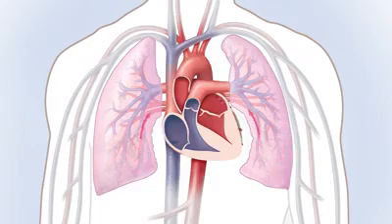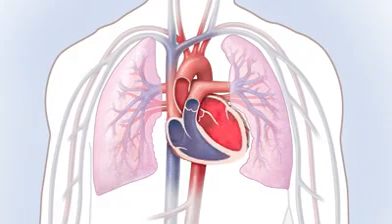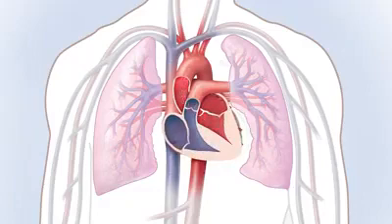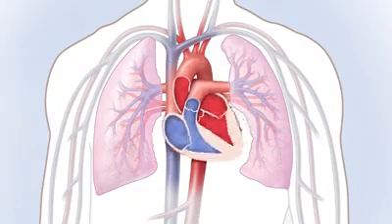The now oxygen-rich blood, shown in red, then returns from the lungs and enters the left atrium. The oxygen-rich blood then flows from the left atrium to the left ventricle. The blood is then pumped through the main artery that supplies blood to the body, called the aorta, to supply tissues throughout your body with oxygen.